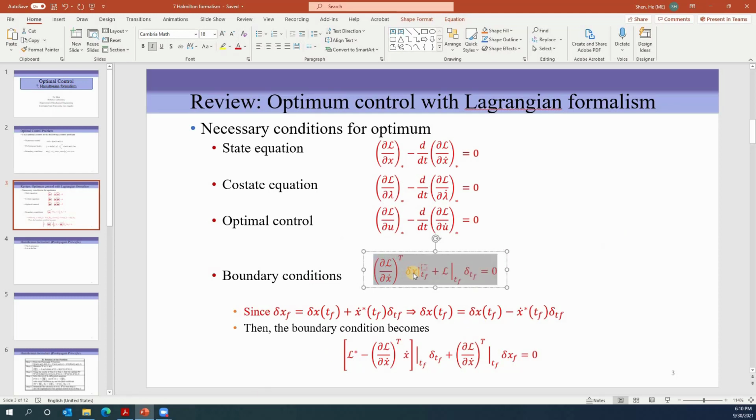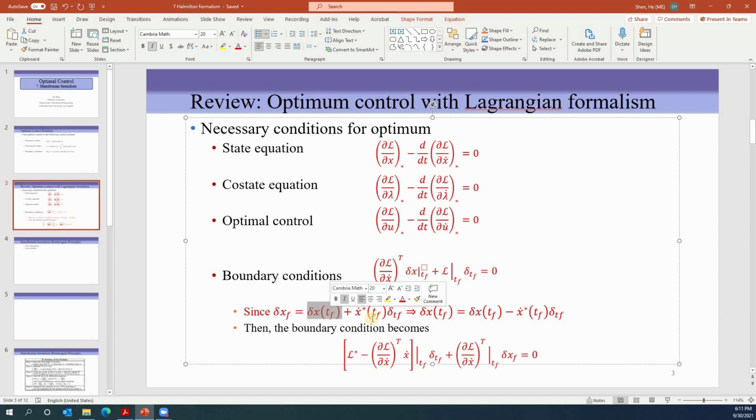Remember here, delta x is the variation of x at a time tf. And we haven't converted that to the variation of xf yet. So delta xf means the variation of the final value. And the variation of that final value is equal to the variation of x at a time tf plus the time derivative of x, this is the optimal control at a time tf. So this describes the slope of change times the delta tf. So we're going to replace this term delta x at a time tf by delta xf minus x dot times delta tf. Oh, sorry, this is the delta xf.